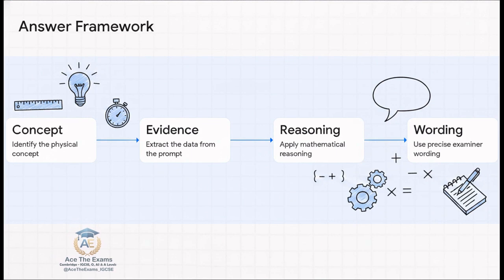So here is our structured answer framework: concept, evidence or data, scientific reasoning, and finally, examiner wording. Now in a moment, I'll show you the exact examiner clue that changes your calculation completely, but first you need this 4-step framework that makes that clue obvious. First, you identify the physical concept. Then you extract the data from the prompt. You apply your mathematical reasoning, and then you state your answer using the precise wording the mark scheme demands.